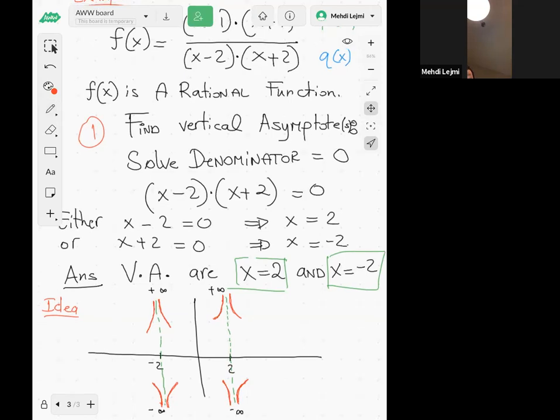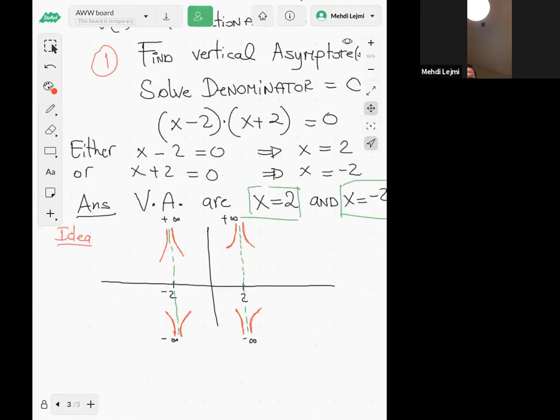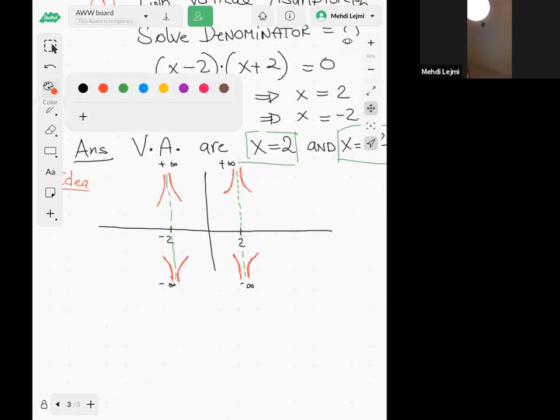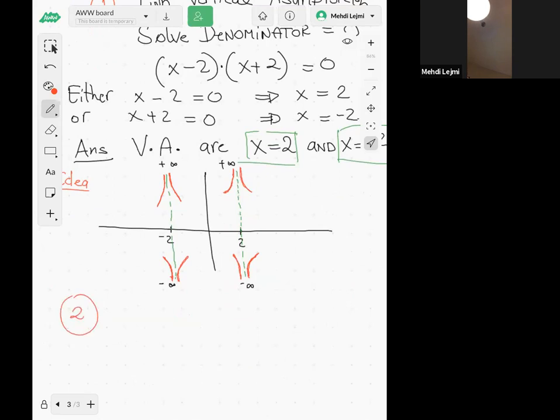Next, so that's for the vertical asymptote. Next, we need to find the horizontal asymptote, all right? So we need to find number 2. We need to find the horizontal asymptote.